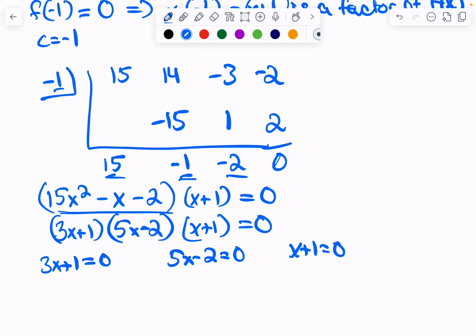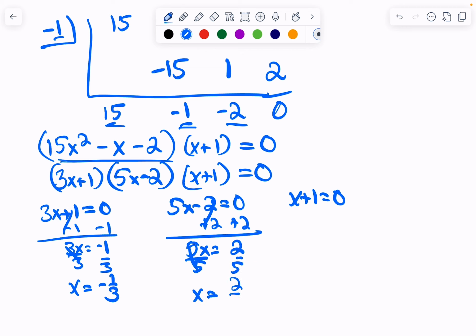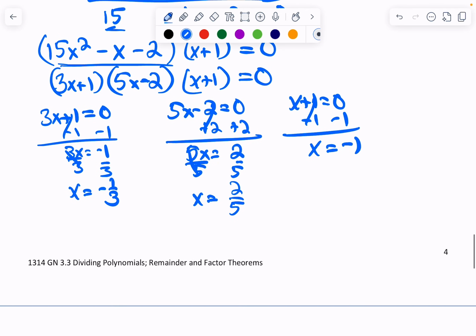So 3x plus 1, we subtract the 1, and we get 3x equals negative 1. We divide by 3, and we get x equals negative 1/3. We do the same thing here. We add 2. 5x equals 2. We divide by 5. We get x equals 2/5. We subtract 1, and we get x equals negative 1. So our solution set here is negative 1, negative 1/3, and 2/5.